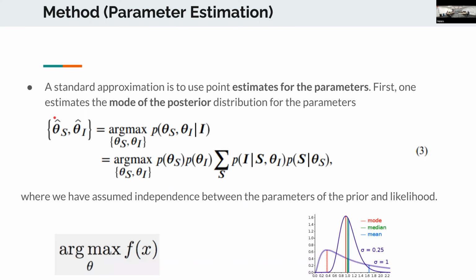So here's where they're estimating the parameters for the deformation and the image intensities. It's another equation where they need to find the mode of a distribution, and the argmax of that is basically where the parameters would be.